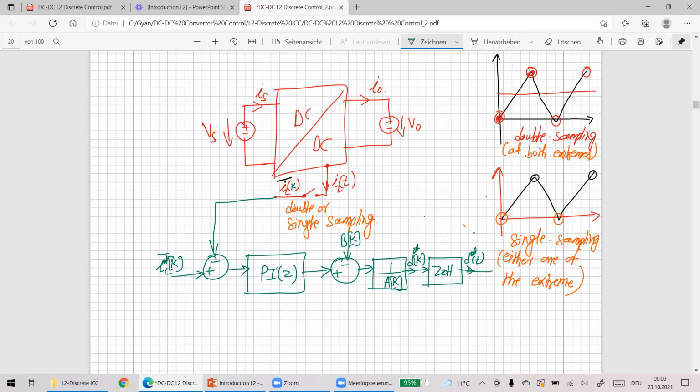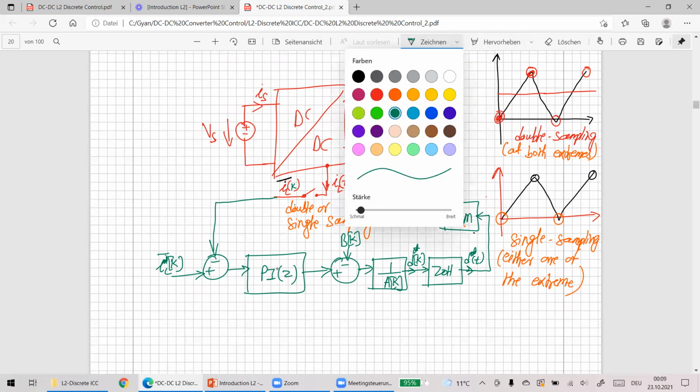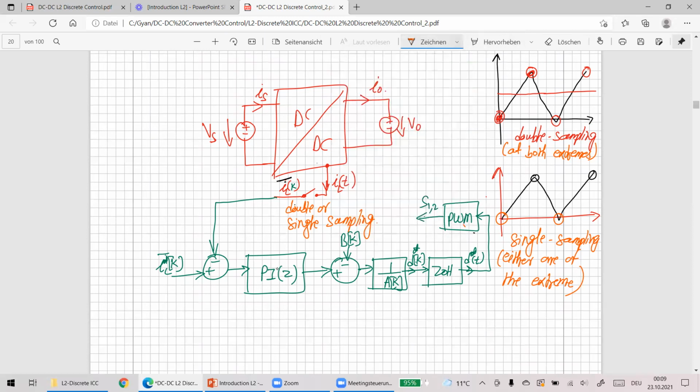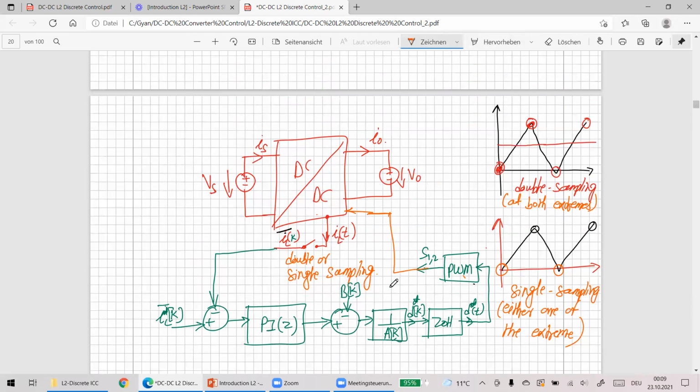So this goes to the PWM implementation, and this gives us the switching signals for S1 and S2, and this goes to the switches in the hardware. So this is how we implement our discrete time current controller.